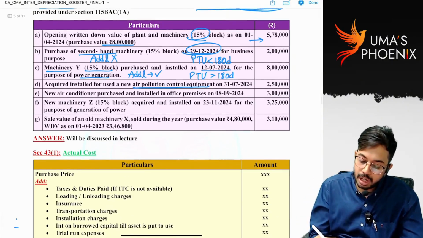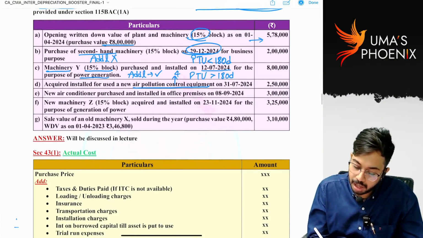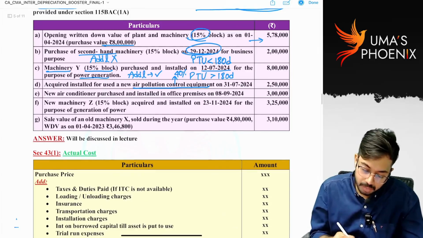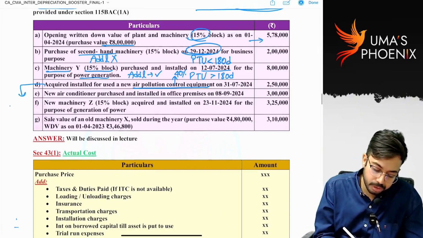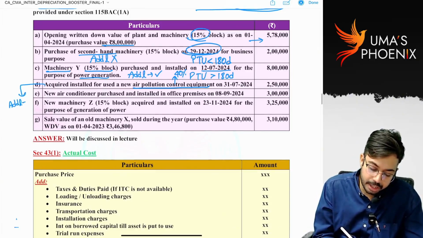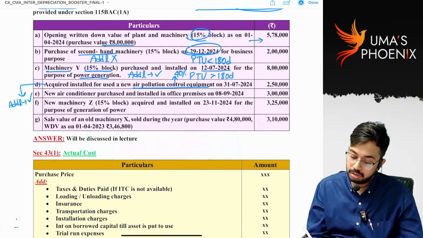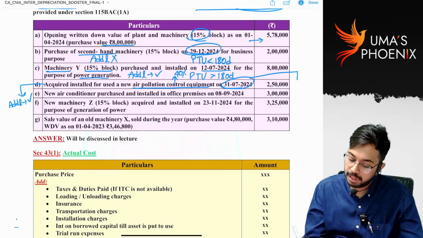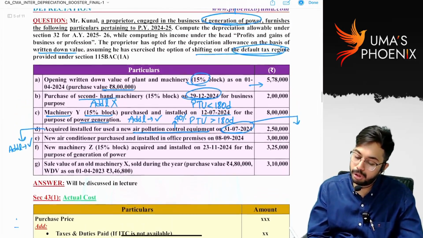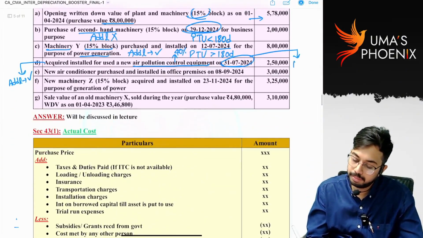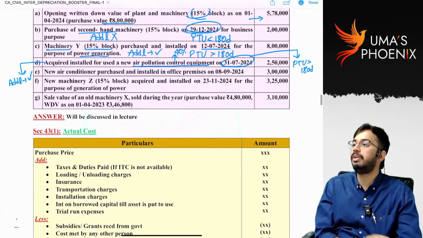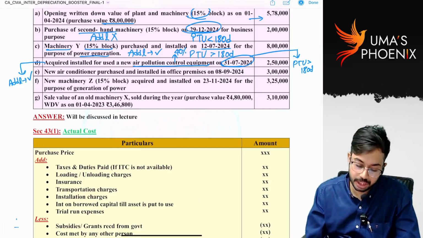Now, air pollution control equipment, rate of depreciation 40%, right? It is also new, so eligible for additional depreciation, correct? When it was purchased, 31st July, that means put to use greater than 180 days. So it is eligible for full rate of depreciation.